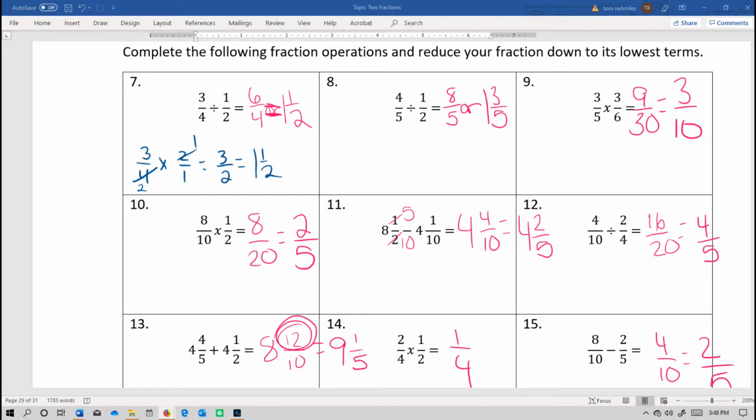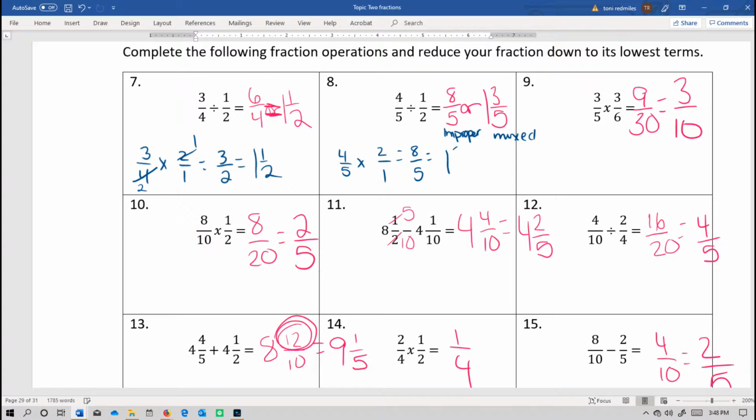So again, 4/5 times 2 over 1, multiply across the top, and I gave you both because this is just the improper, but it's reduced, and this is the mixed. I don't care which one you give me, okay? Just as long as you know how to do it both ways.